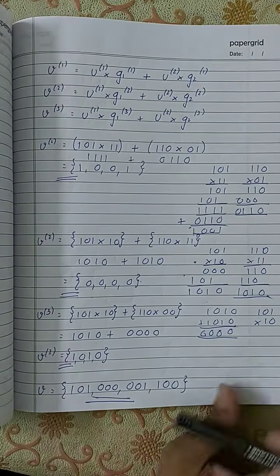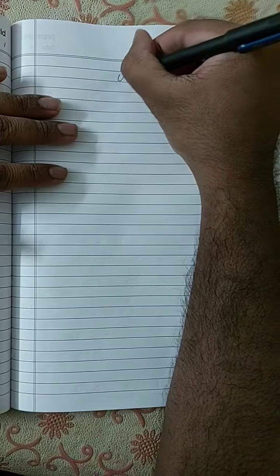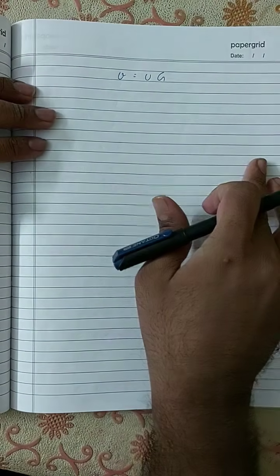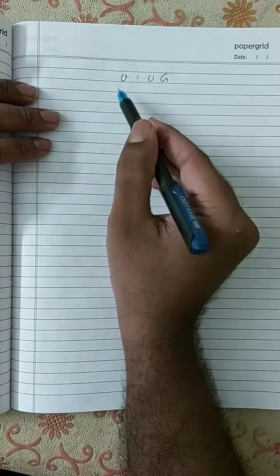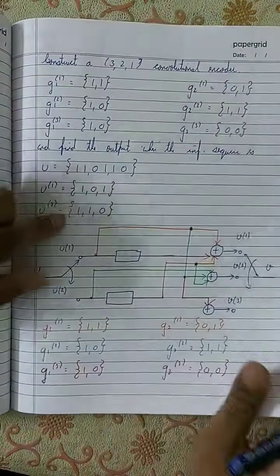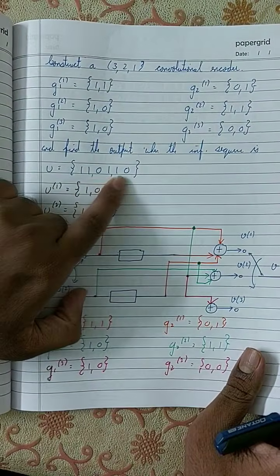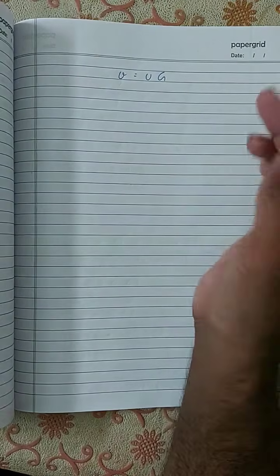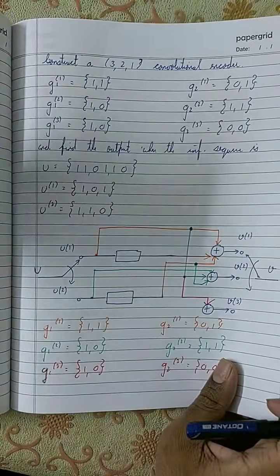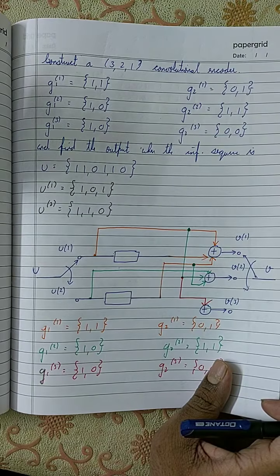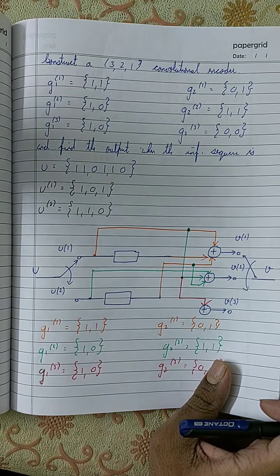Now, if you are interested in constructing it using the generator matrix, they can ask that also in the exam. If you want to construct the generator matrix, or find the value of v, you need to know the value of u, and you already know the value of u. The value of u is 110110. So you need to construct the generator matrix. How do you construct the generator matrix of a 3-to-1 convolutional encoder? Like I told you, the process is very simple.